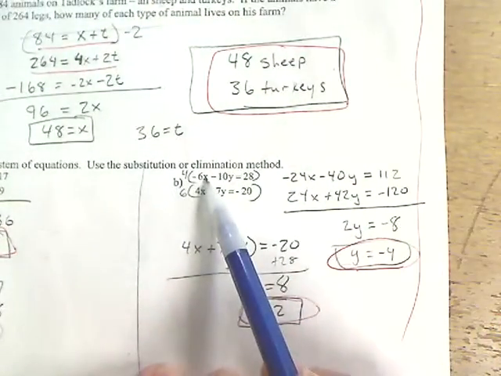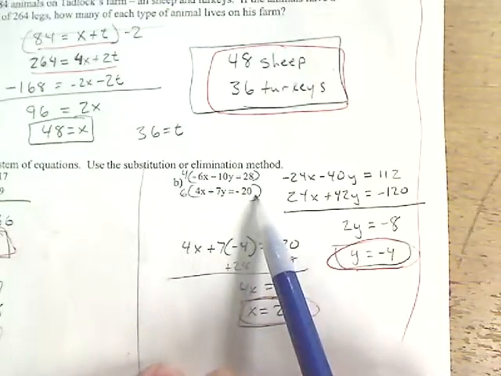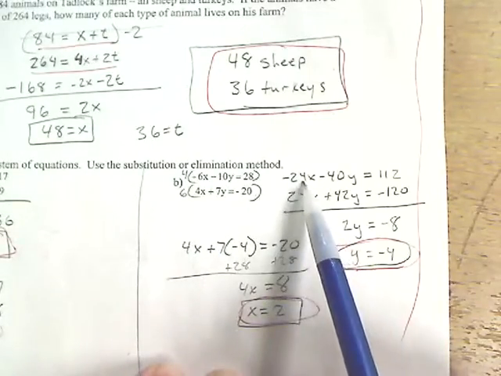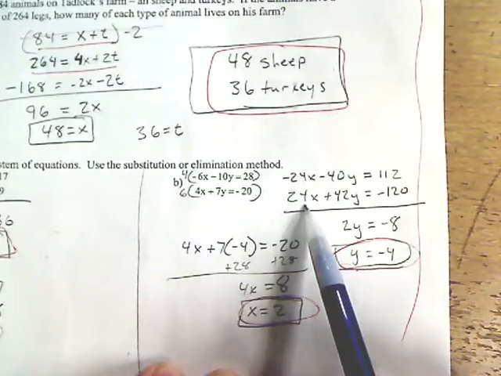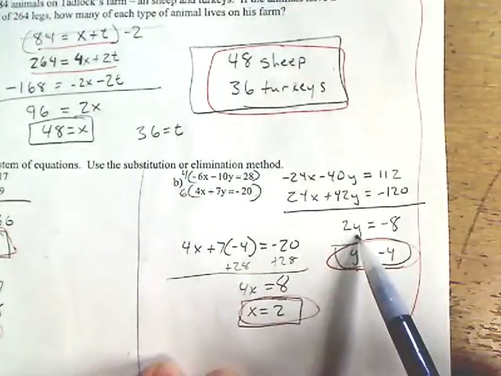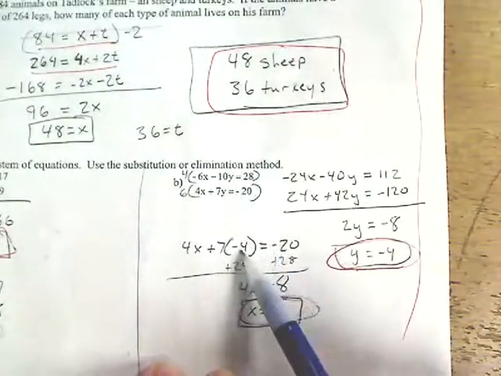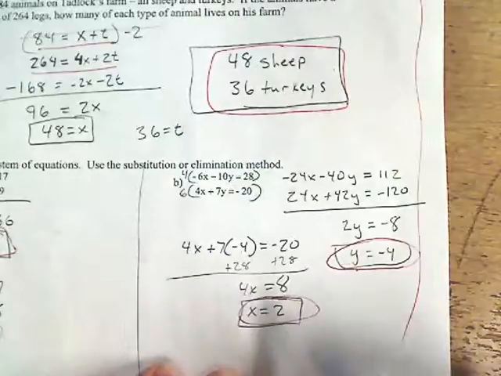This one's a little more difficult. I decided to cancel out my x's. Multiply by 4. Multiply this one by 6. And I got a negative 24 and a positive 24. Those add together to be 0. So that's eliminated. Combine those like terms. Don't forget to plug it back in and find your x.